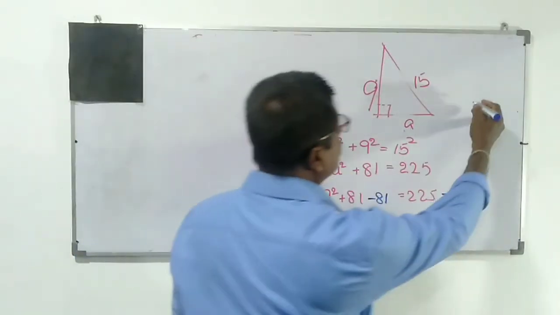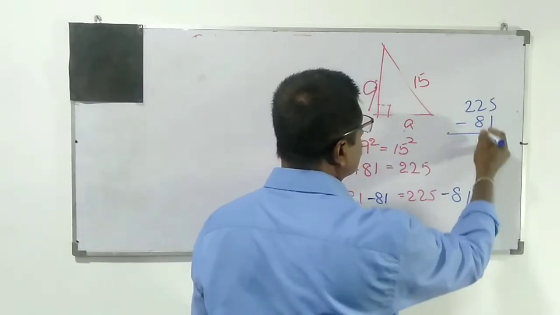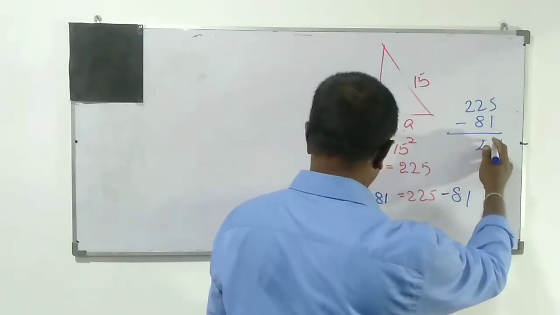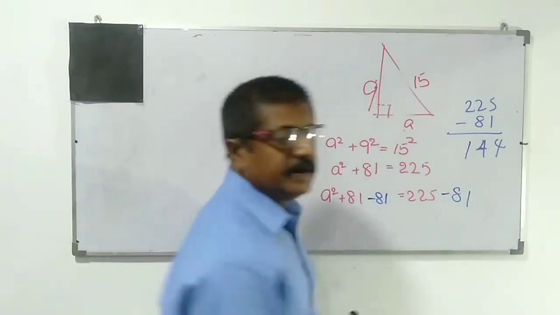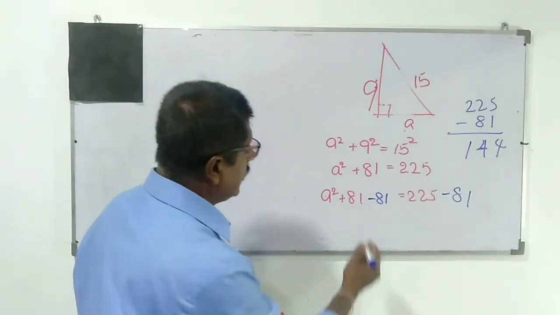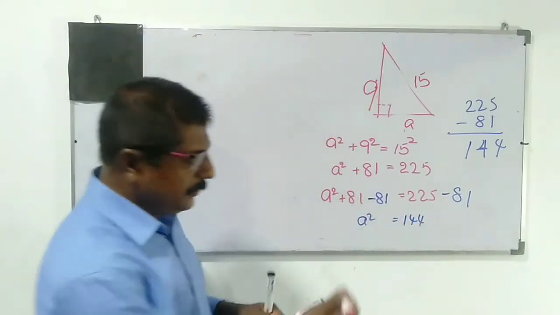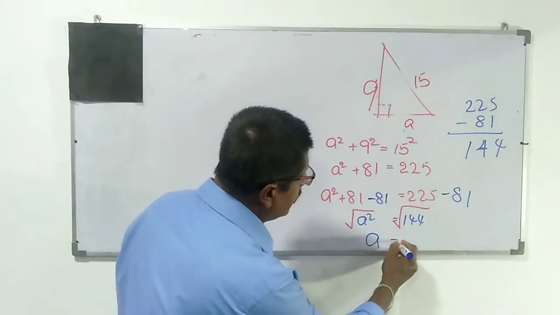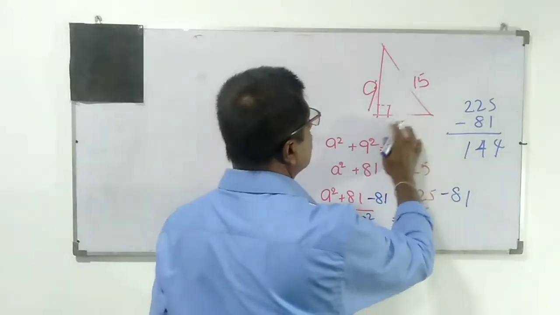Now you can do some rough work. 225 minus 81. How much is that? 144. A squared equals 144. And we can get the root. The square root of A squared is A. The square root of 144 is 12. Then we can get this length, that is 12.